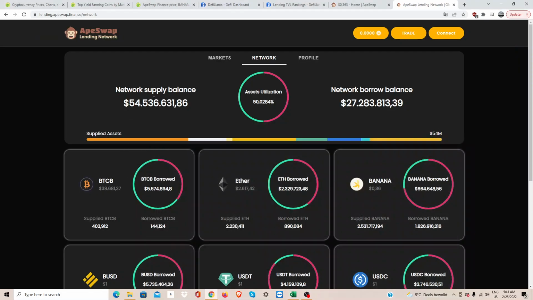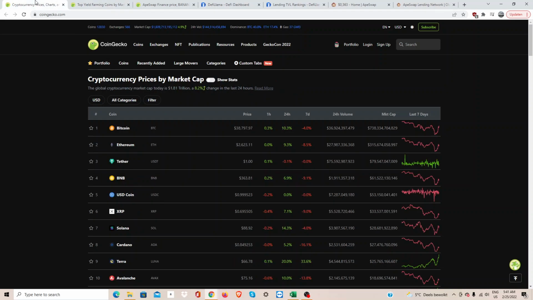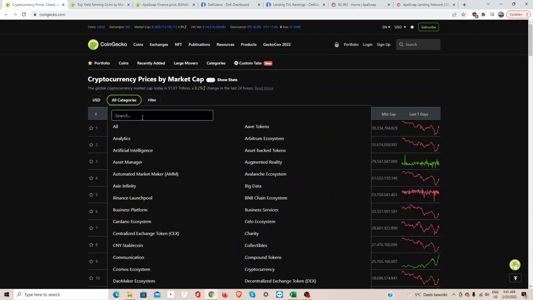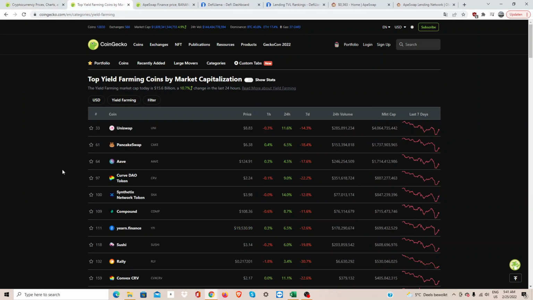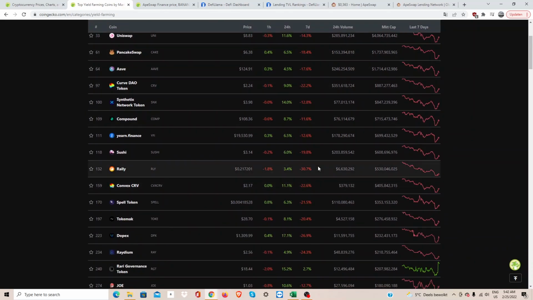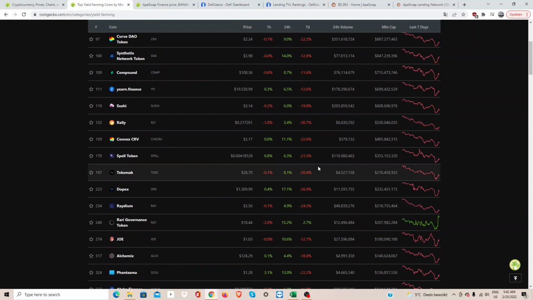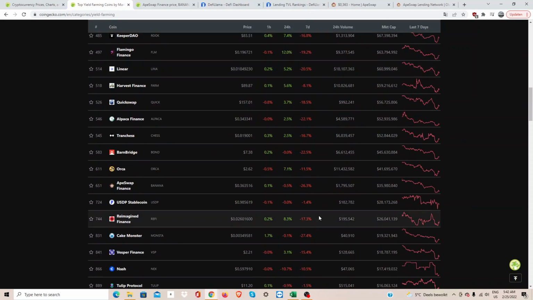Okay, let's get started. To get to this page, to find these yield farming coins, you just head to all categories here. You type in yield and you just select the second one. I already did that. And here you can see some coins. Of course, all of them have been doing very badly if you look at the weekly results. So yeah, a lot of potential here to short.